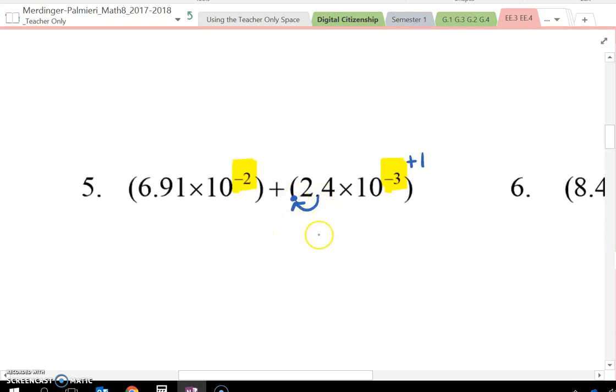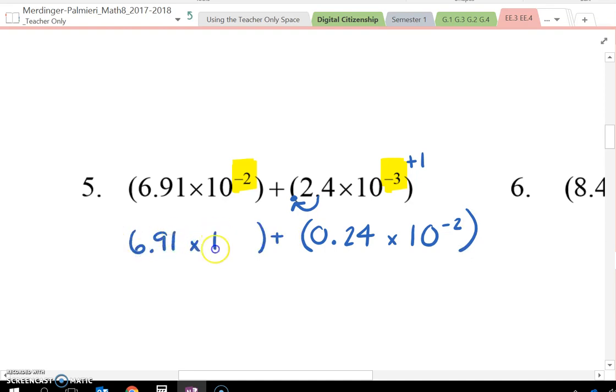So this is 0.24 times 10 to the -2nd power. And then I have 6.91 times 10 to the -2nd power here. Looking back at my exponents, just to double check, they are common.